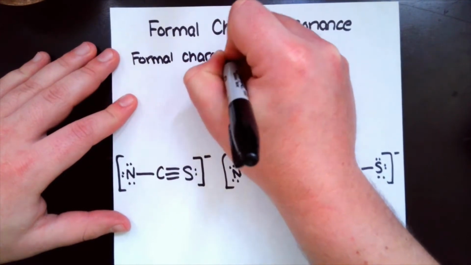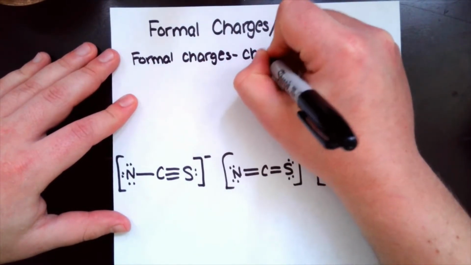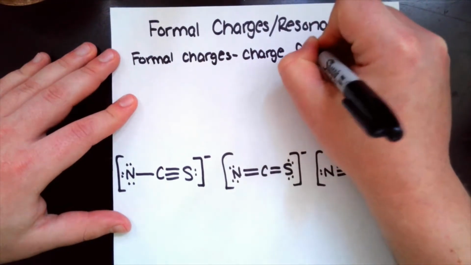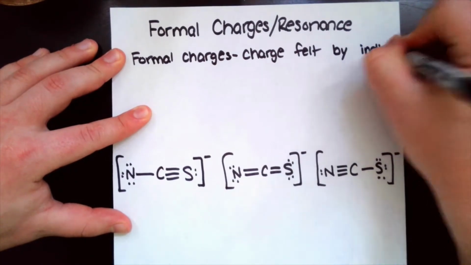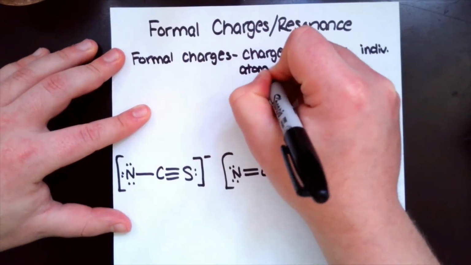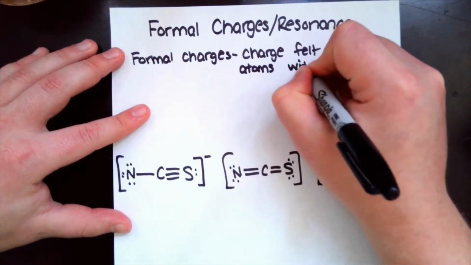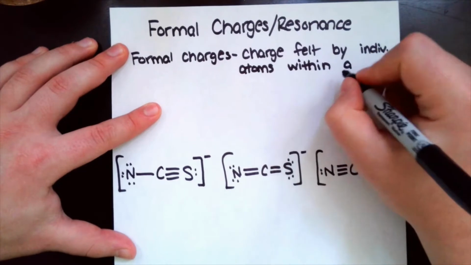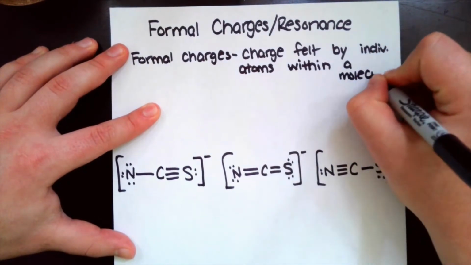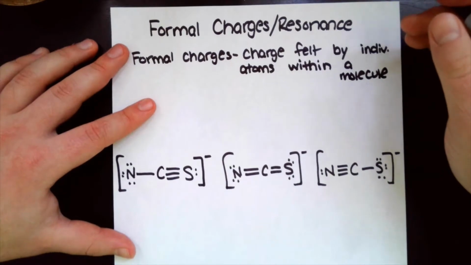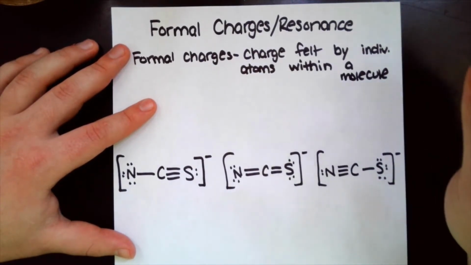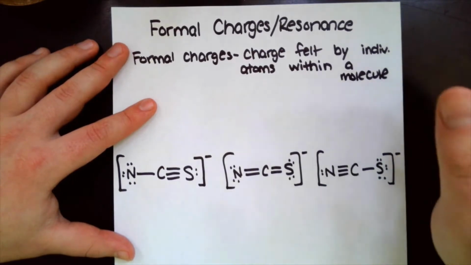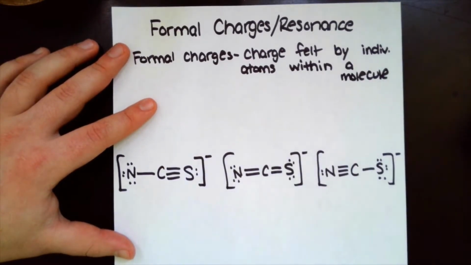are effectively the charge felt by each individual atom within a molecule. Right? So basically, we have to calculate formal charges for every individual atom in a molecule, and effectively, you can think of that atom having that specific charge completely by itself.